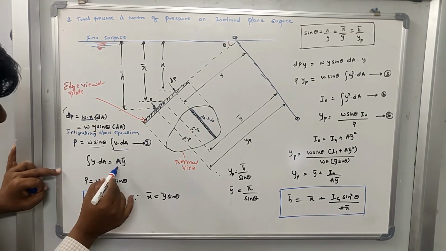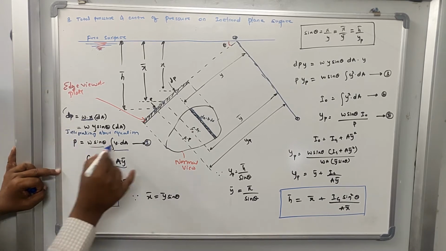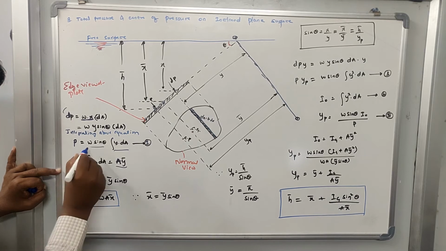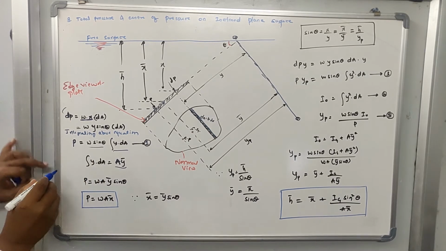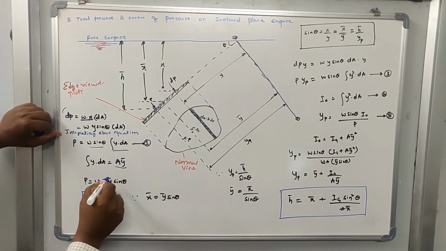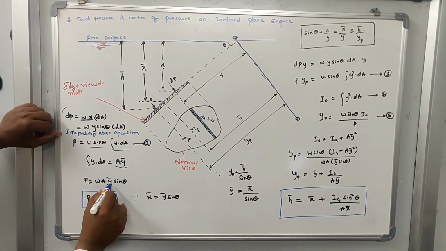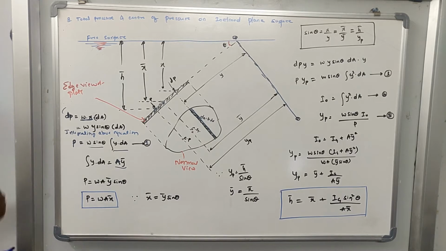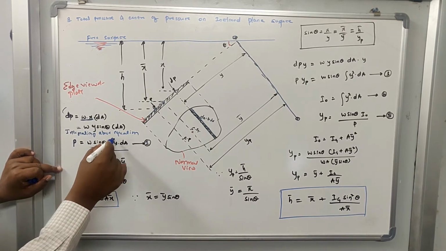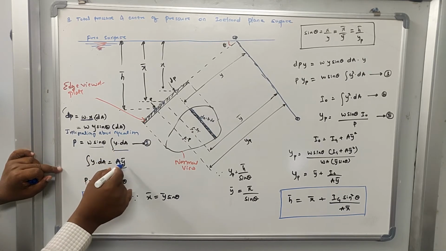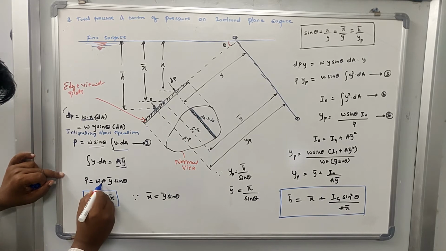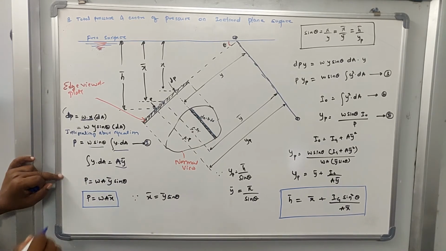Now substituting the integral of y dA equal to A y bar, what are we getting? P is equal to W sin theta times the integral of y dA, which is A y bar. Therefore, the total pressure P is equal to W A y bar sin theta.